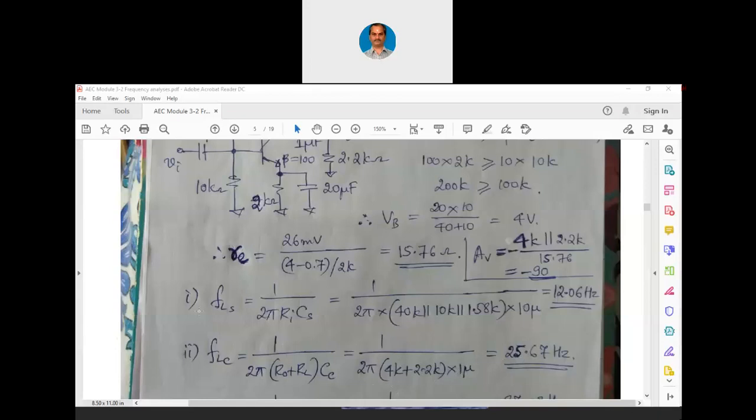So, you see, corresponding to the input capacitance, we got the cutoff frequency 12.06 hertz. Corresponding to the output capacitance, we got the cutoff frequency as 25.67 Hertz.